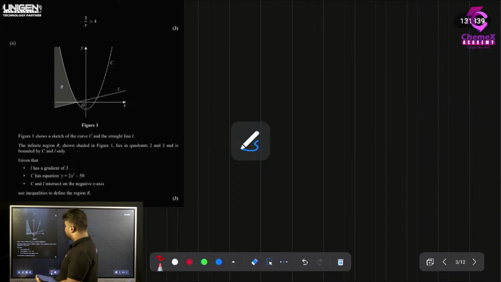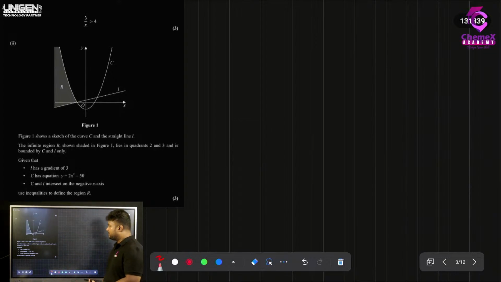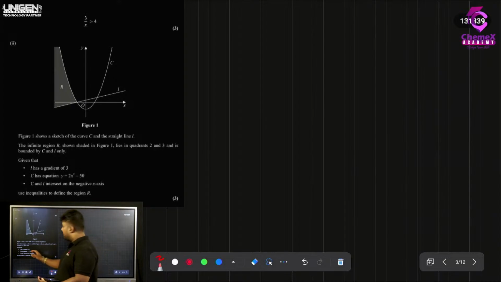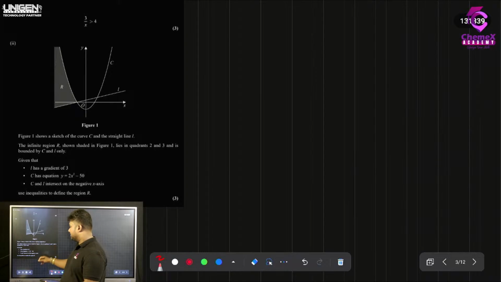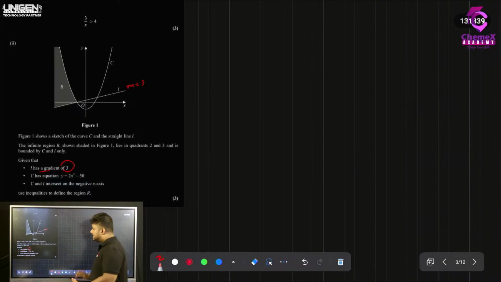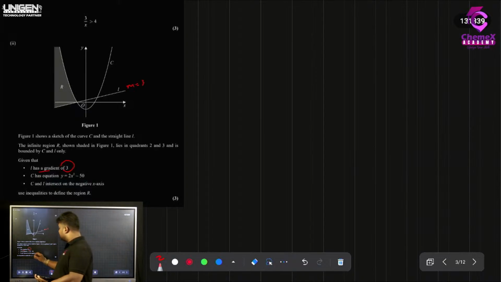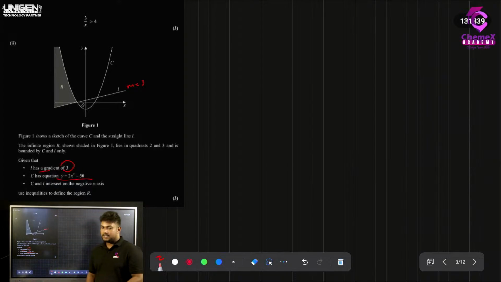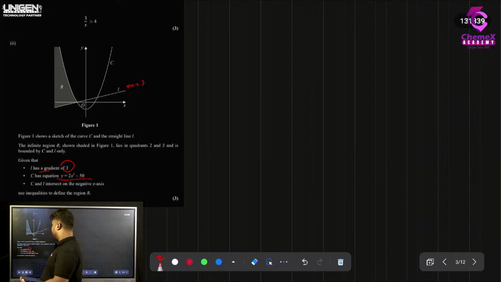In the third question, Figure 1 shows a sketch of C and the straight line L. The infinite region R, shown as the shaded region, is given. L has a gradient of 3. So L is this one, and here the gradient is 3. C has an equation of y equals 2x squared minus 50. L and C intersect at a negative x coordinate, that's this place. Use inequalities to define the region R.